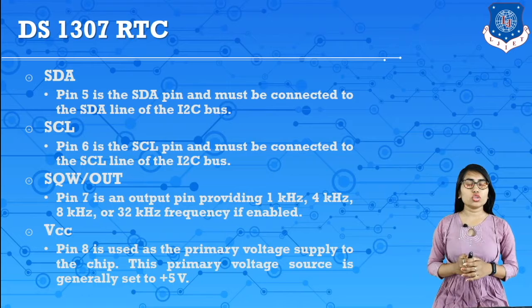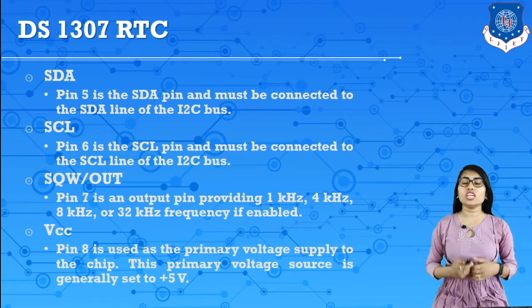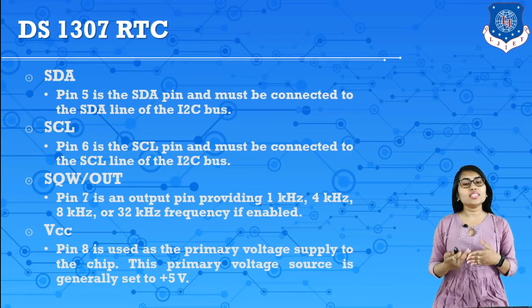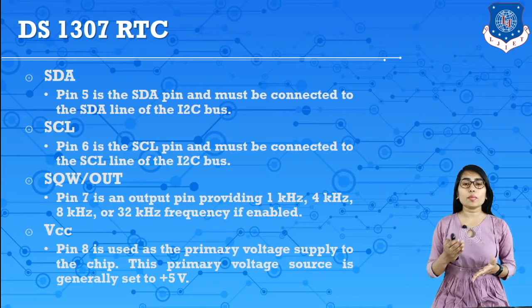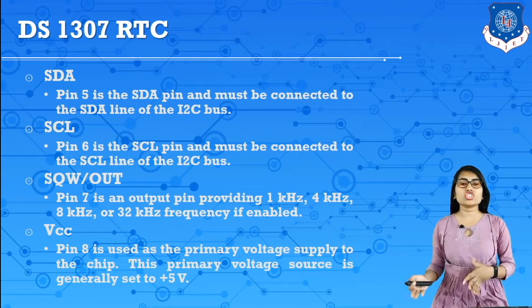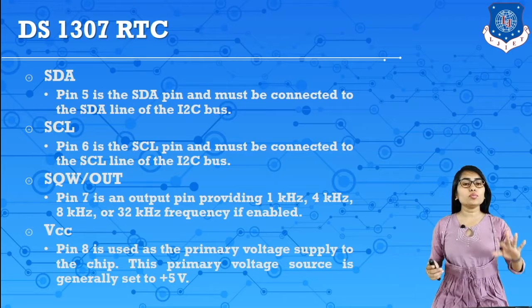And SQW/out. Pin 7 is the output pin providing 1 kHz, 4 kHz, 8 kHz or 32 kHz frequencies if enabled. Then VCC, pin 8, is used for the primary voltage supply to the chip. This primary voltage source is basically plus 5 volt.